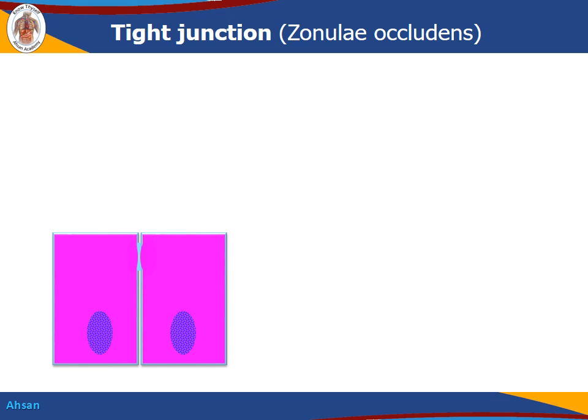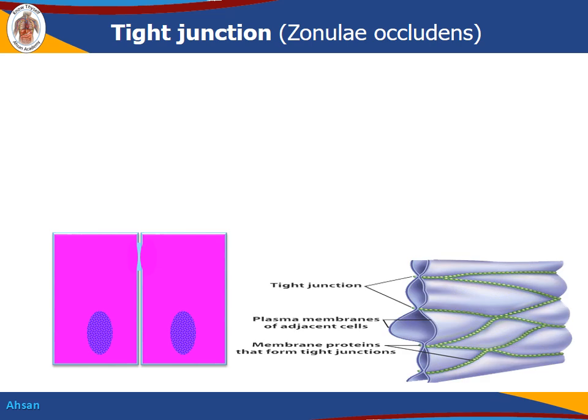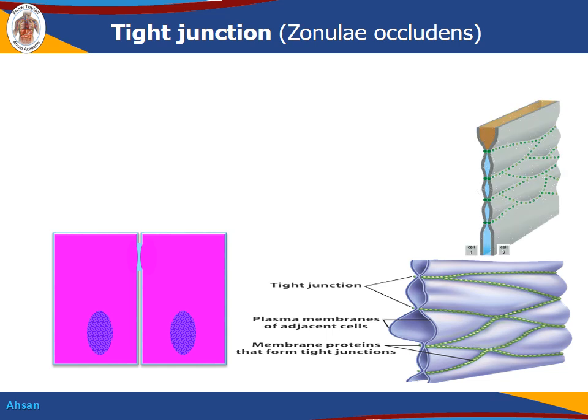Let us discuss the junctions one by one. These are the specialized junctions. First is the tight junction or zonula occludens. You can see in the figure the two cell membranes are separated, but in some areas they are in direct contact, and the contact line is not straight. It is zigzag in nature.